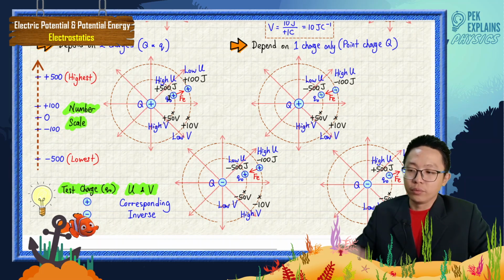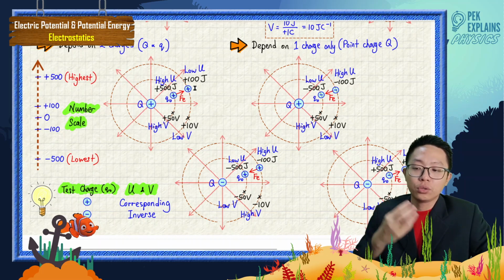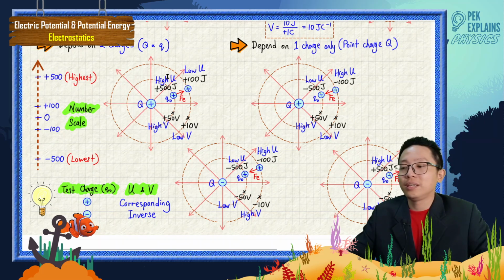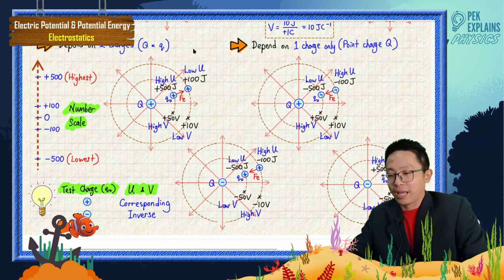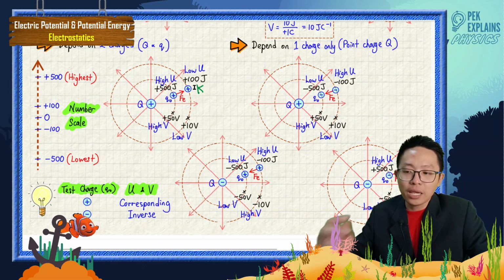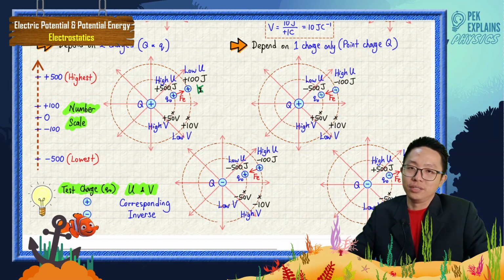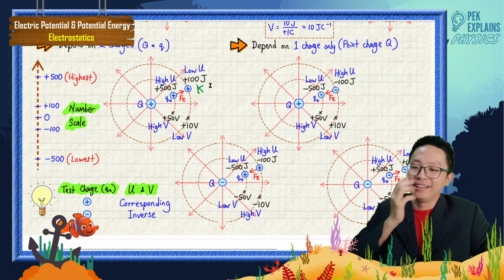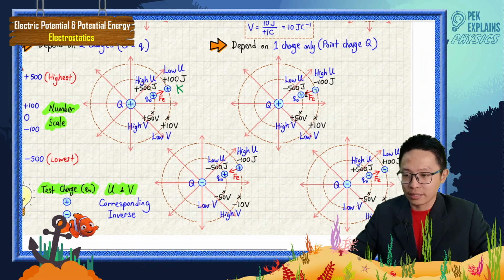Because when the test charge goes further away, the electric potential energy is changing to kinetic energy. Why does the high potential energy drop to lower potential energy? Because the potential energy has changed to kinetic energy when repelled. Understand that? Okay, let us look at the second one.